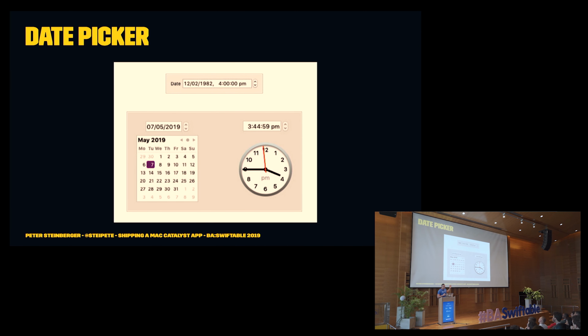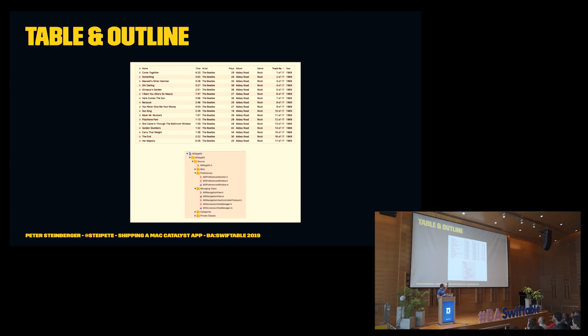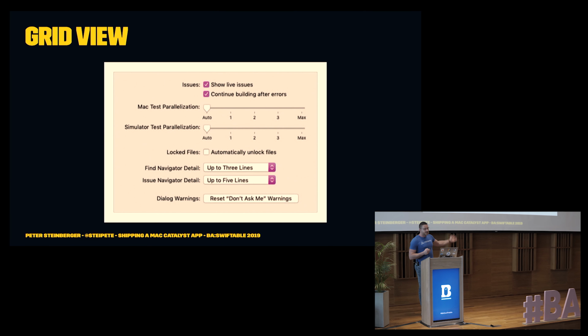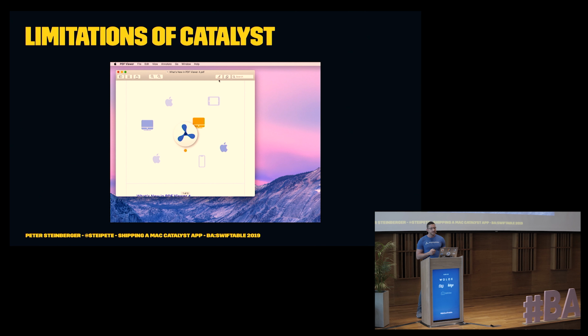You have a date picker. You have a table. You have an outline. And to be fair, you have these amazing controls, but then the equivalent of the table view and the collection view in AppKit are by far not as powerful. So everything has ups and downs. You have a rule editor. You have a grid view. There's a lot of things that are in AppKit that you will eventually miss when you make a Mac app.